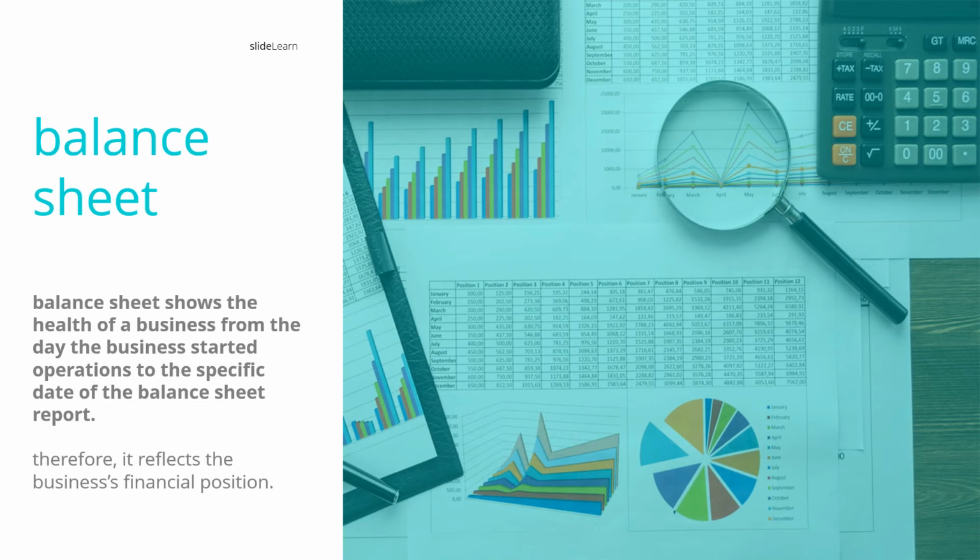The balance sheet shows the health of a business from the day the business started operations to the specific date of the balance sheet report. Therefore, it reflects the business's financial position. Most accounting courses use the cliched expression that the balance sheet is a snapshot of the company's financial position at a point in time. Accounting is based upon a double entry system.